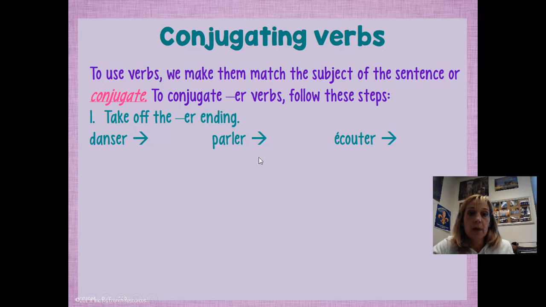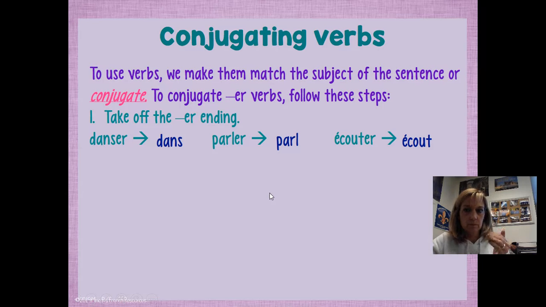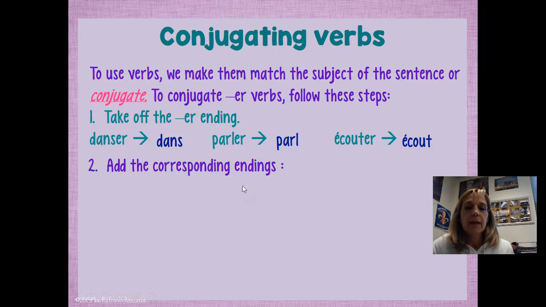So danser, parler, to speak, écouter, to listen, okay? And so we're going to first take off the ER. So here we have D-A-N-S, P-A-R-L, E accent aigu, C-O-U-T. So that's our stem. That's what we're starting with, okay? Couper the ER. Then we're going to add our endings that are always the same for our regular ER verbs. Here we go.